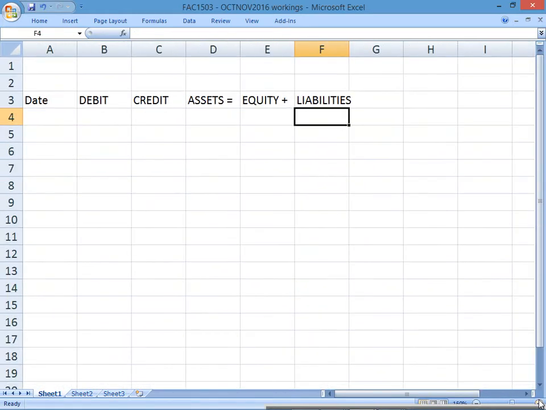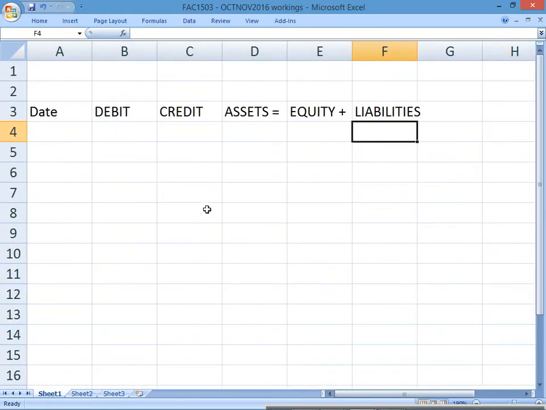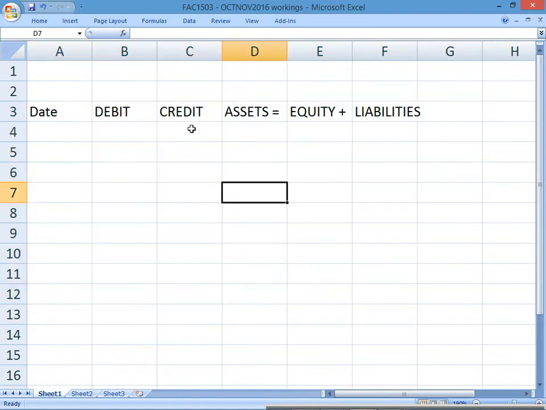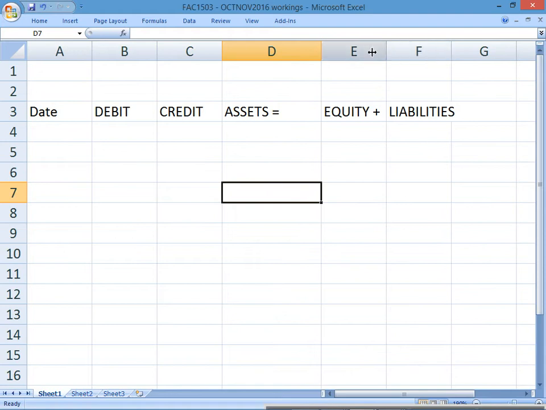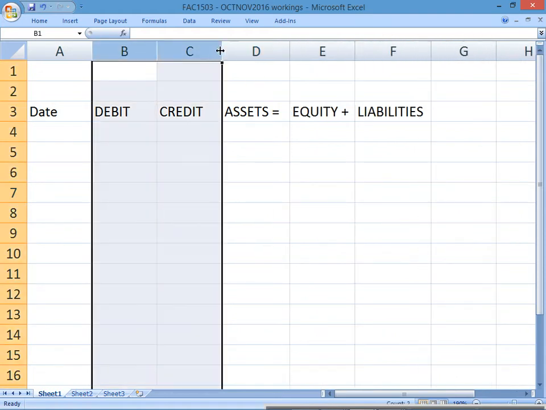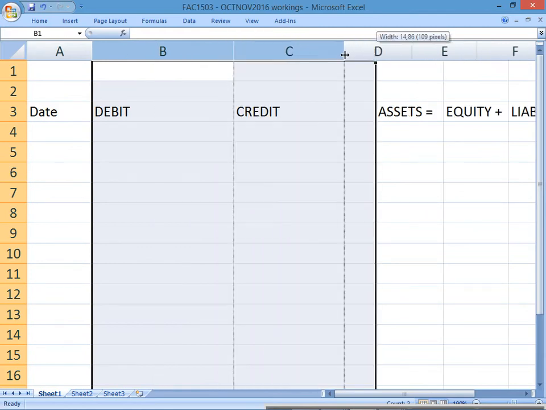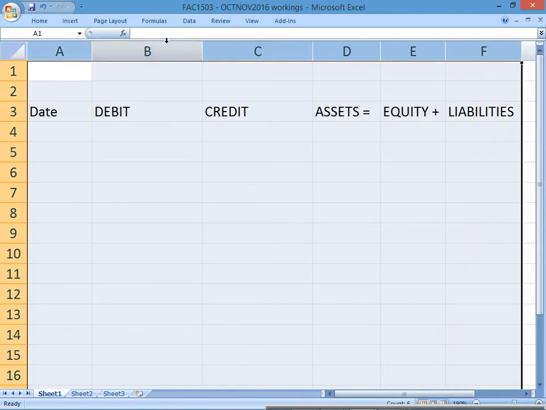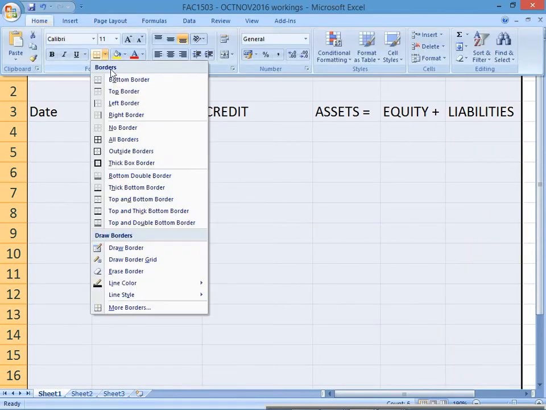Okay, that's what I've been asked to do, for all of them. Okay, so asset there, liability there. We don't need so much space here. We need more space there. Too much. Okay, better. All right, so let's have a look at how we would approach this question.